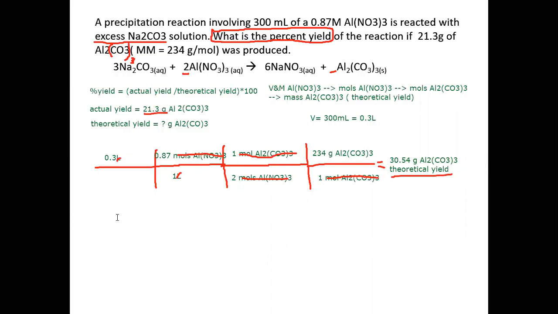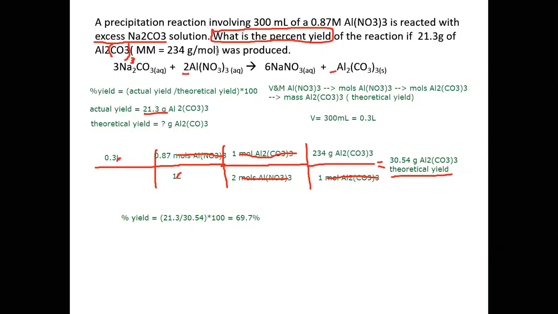So to calculate the percent yield, it's actual over theoretical times 100. We get about 69.7%. So that would be the percent yield of this reaction.